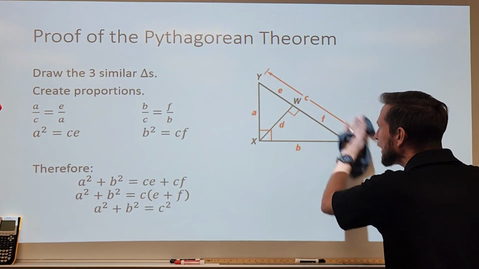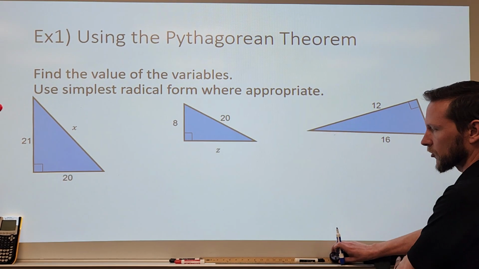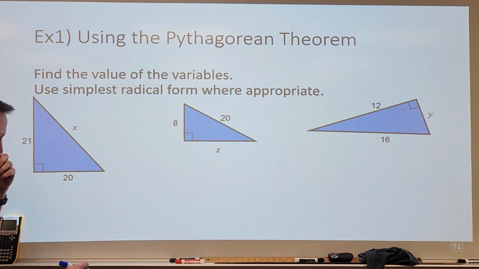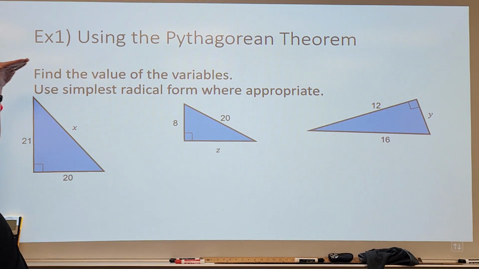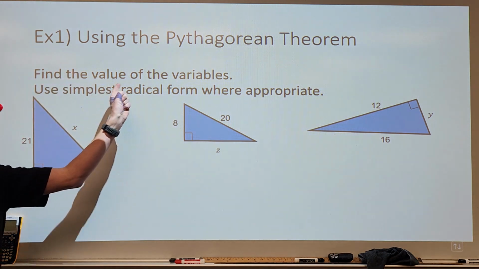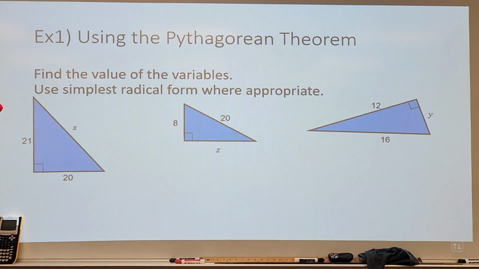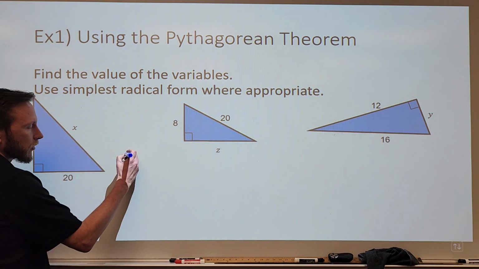But what we want to be able to do with the Pythagorean theorem is use it. So obviously you've already done this before in your previous math classes, so this should not be a struggle. However, we are going to make sure that we can simplify radicals as we go. We want to write in simplest radical form, so our square roots are going to need to be simplified, written in their lowest form.